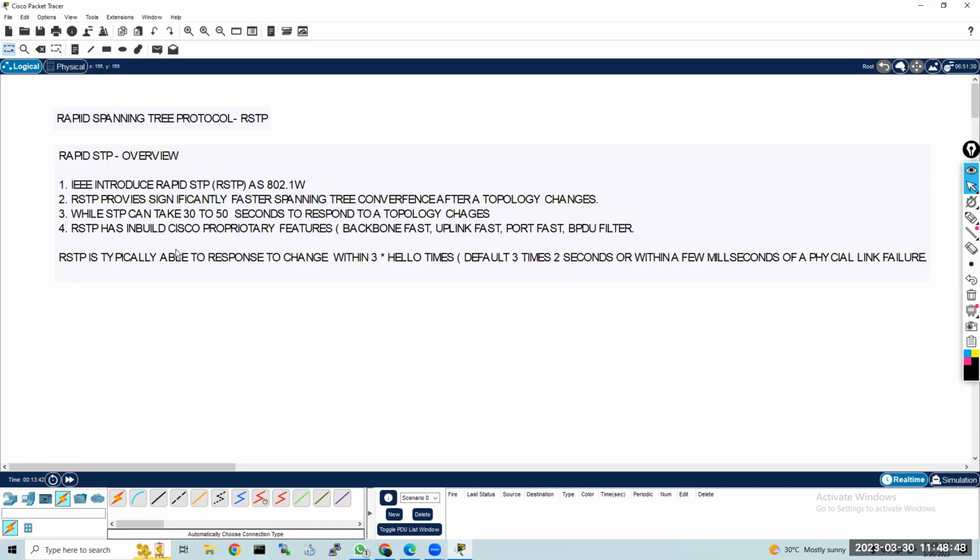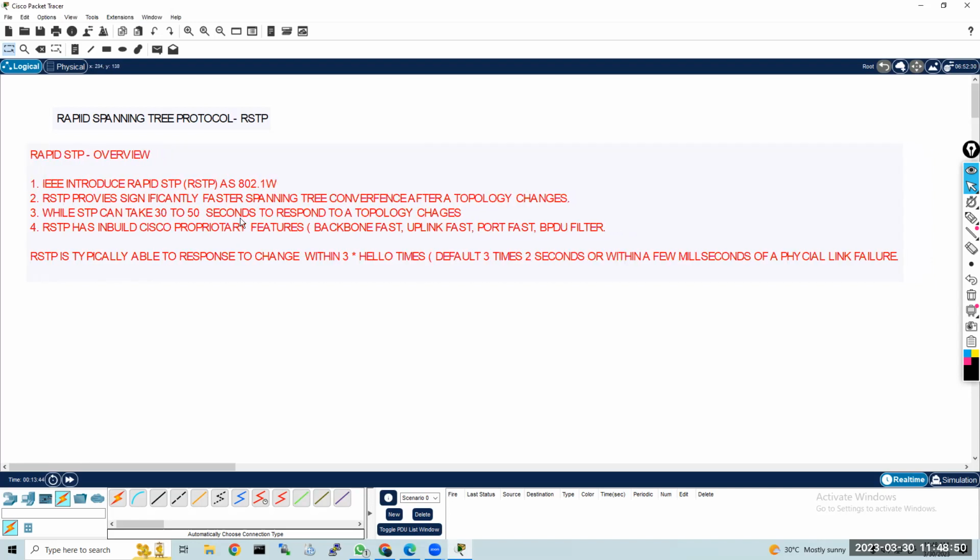RSTP does not rely on forwarding delay timers. What does it mean? It doesn't take much time for listening and learning. It will not take much time; it does not rely on the forwarding delay timer. That means it will take only 2-3 seconds. Let me write it down here.